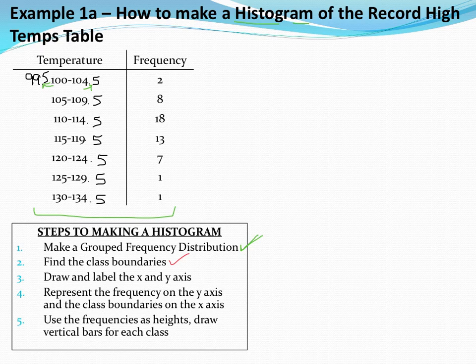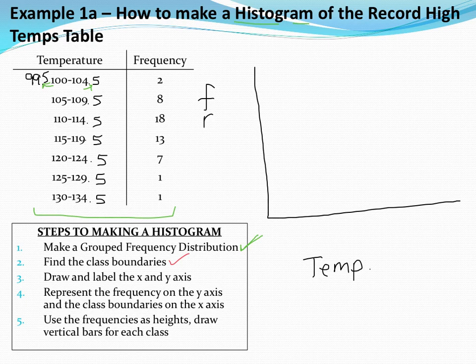Now it says to draw and label the x and y axis. Here we have our y-axis, here's our x-axis. We're going to label the x-axis with our class boundaries, which would be temperature, and our y-axis is going to be frequency. Check. Represent the frequency on the y-axis and the class boundaries on the x-axis.